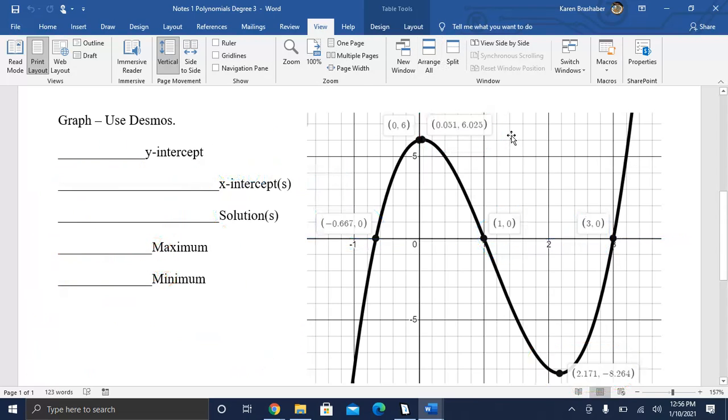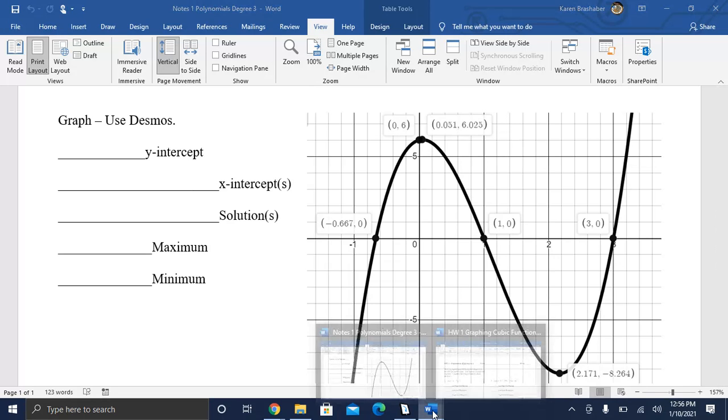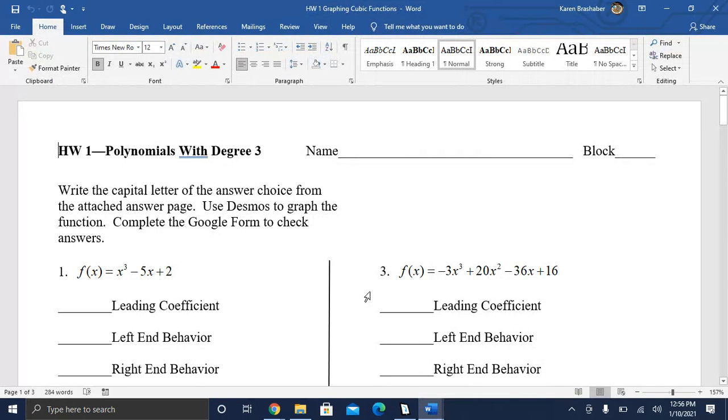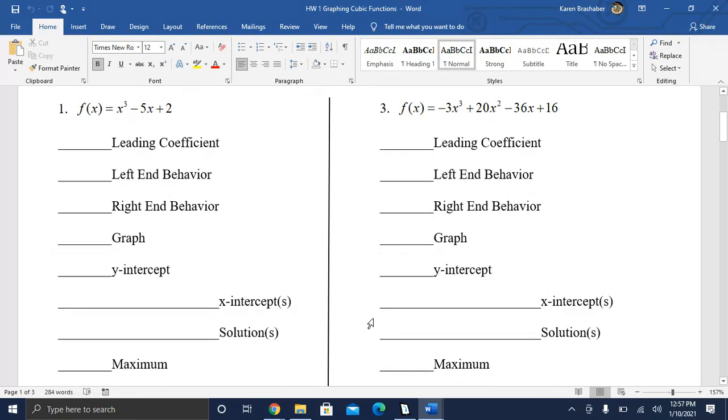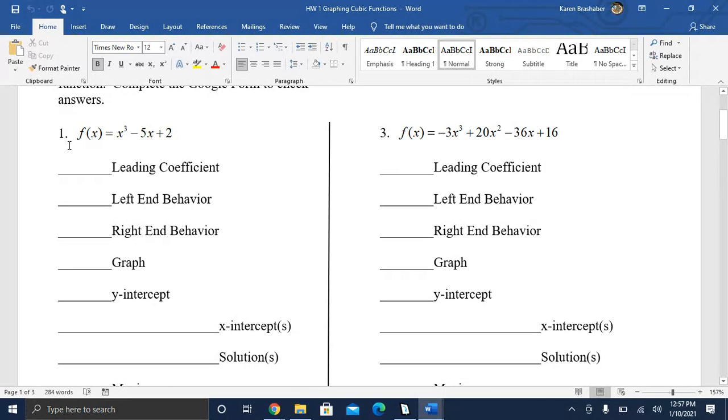So very quickly, I want to show you what your homework is going to look like. And for that, I'm going to switch to your homework page. So we have created a set of 4 problems. So you can see your function here. And remember, f of x, you could just type in y equals. So you could type this into Desmos. Now, your leading coefficient is the number that's in front of the x to the third. So on this number 1 problem, that is 1 x to the third.